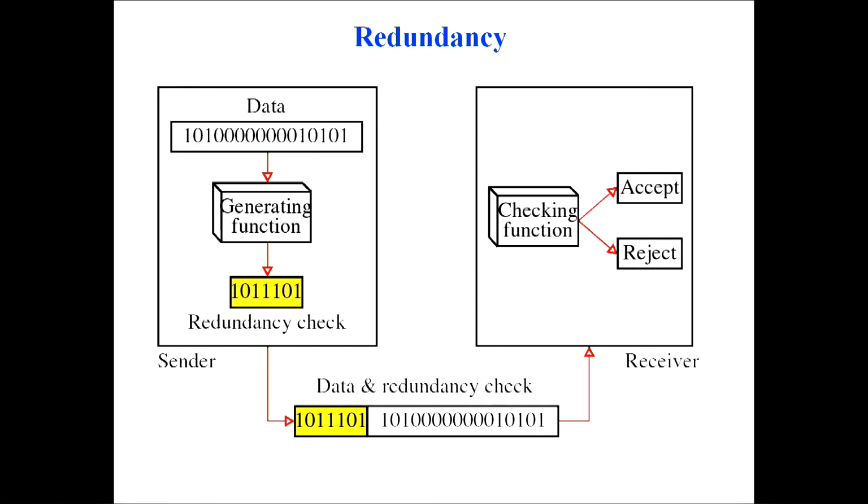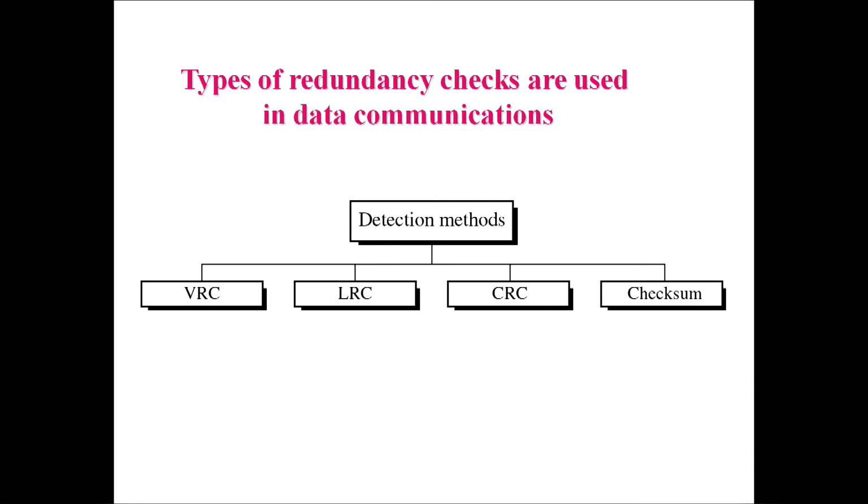So this is the data. In the data, we will apply some generation function. Generation function means we will generate one odd parity or even parity with the data. So with that parity bit, we will add the data. The sender will send the parity bits and the data to the receiver. On the receiving side, the receiver will check using the check function. If the check function is satisfied, then they will accept the data, otherwise they will reject the data. For redundancy, there are 4 methods: VRC, LRC, CRC, and checksum.